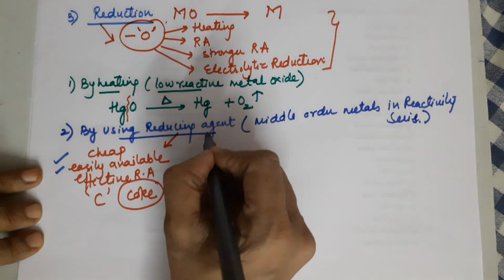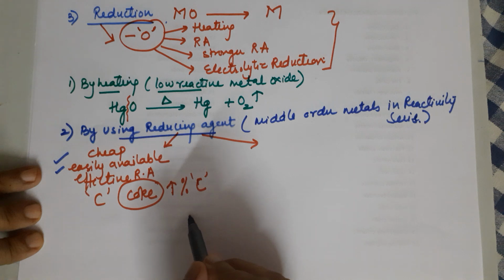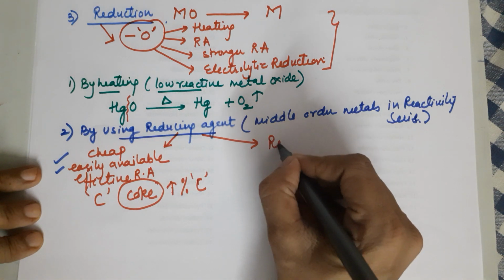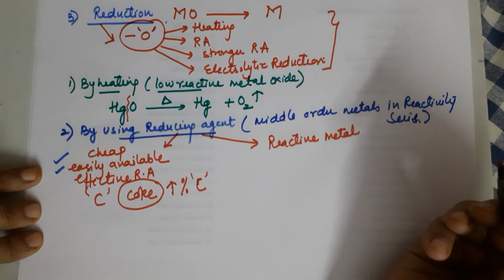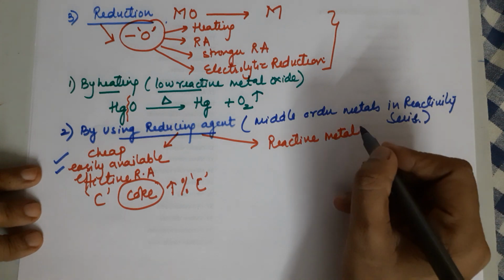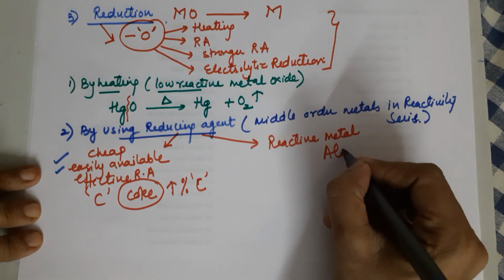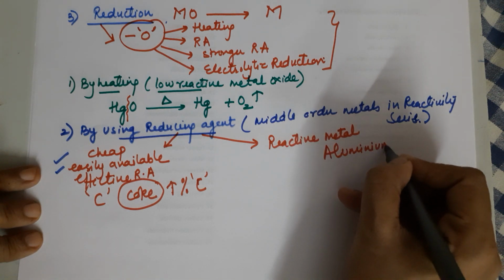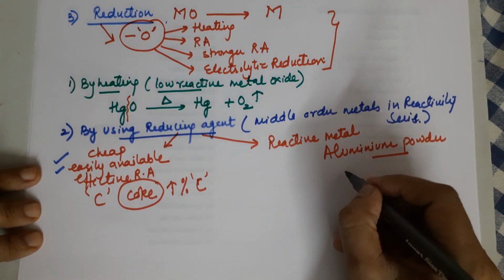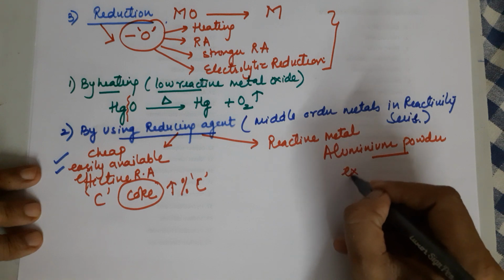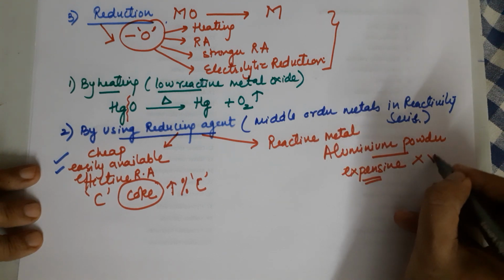While the second option, which is expensive, that would be used only if this does not work, is your reactive metal. You very well know what are metals? Elements which lose electrons, and those which lose electrons are acting as a reducing agent, and this reducing agent is aluminium. So when you are using aluminium powder as a reducing agent, this is not economical. This comes out to be an expensive method, so it is not generally advised.